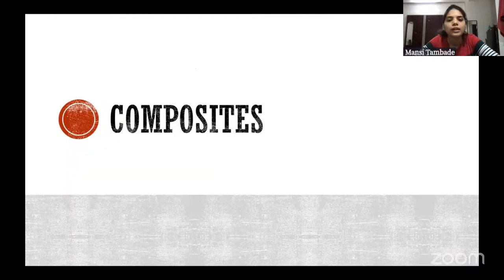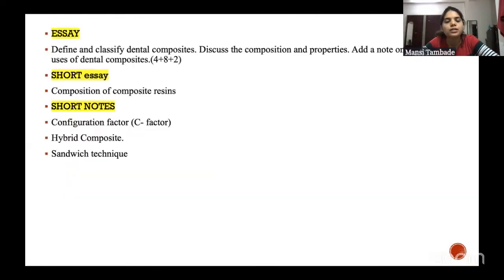Then coming to the next topic, that is composites. These are the essay questions. Define and classify dental composites, discuss the composition and properties, add a note on the use of dental composites. The whole question revolves around the composites itself: what is a dental composite, then classification, its composition and uses. Then the short essay: the answer you are preparing for the long note is similar to what you can prepare for the short note also.